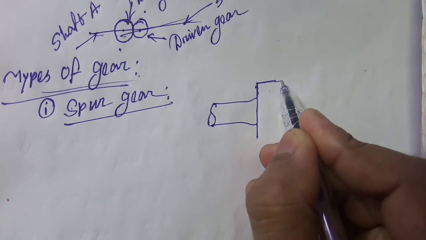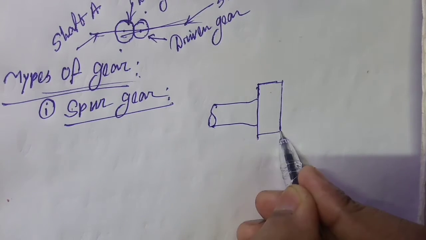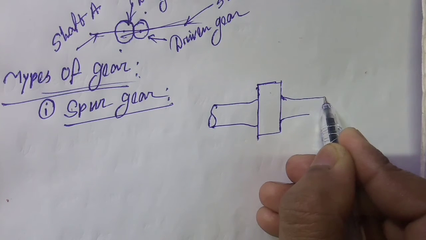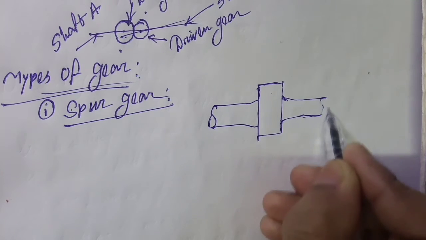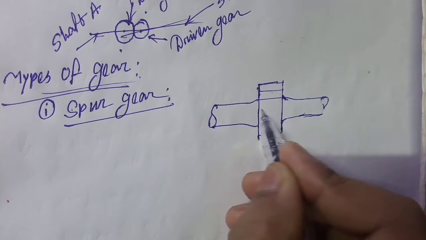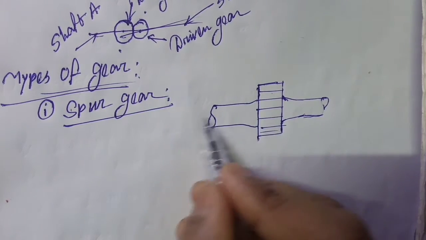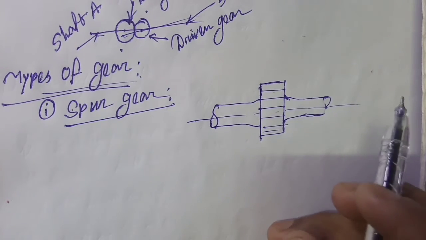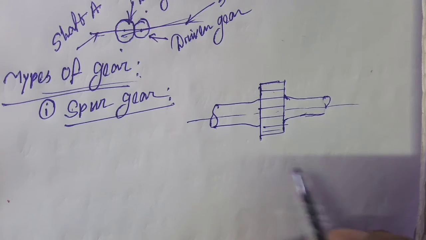So now we can draw. You can see. This is one type of spur gear. This is the shaft axis and this is the gear axis, and the gear axis and shaft axis are parallel. This type of gear is called spur gear.